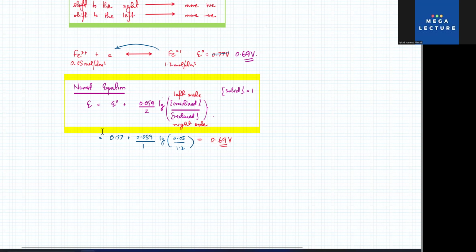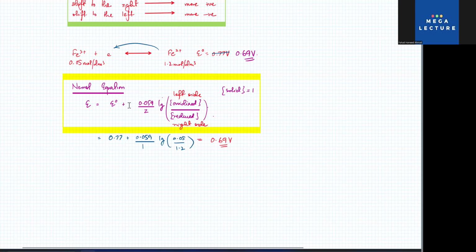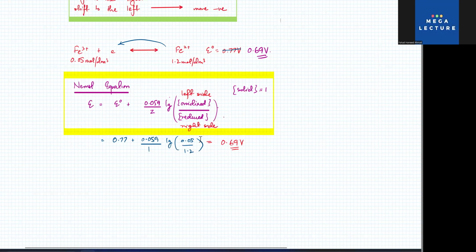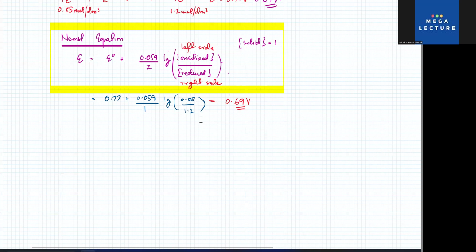Now, I told you that you can measure this non-standard electrode potential by using the Nernst equation, which is E equals E naught plus 0.059 divided by Z, where Z is the number of electrons, times the log of the oxidized species concentration divided by the reduced species concentration. And you can figure out the non-standard electrode potential value. So this is how you calculate non-standard electrode potential values. The rest of the questions we'll do when we do past papers.